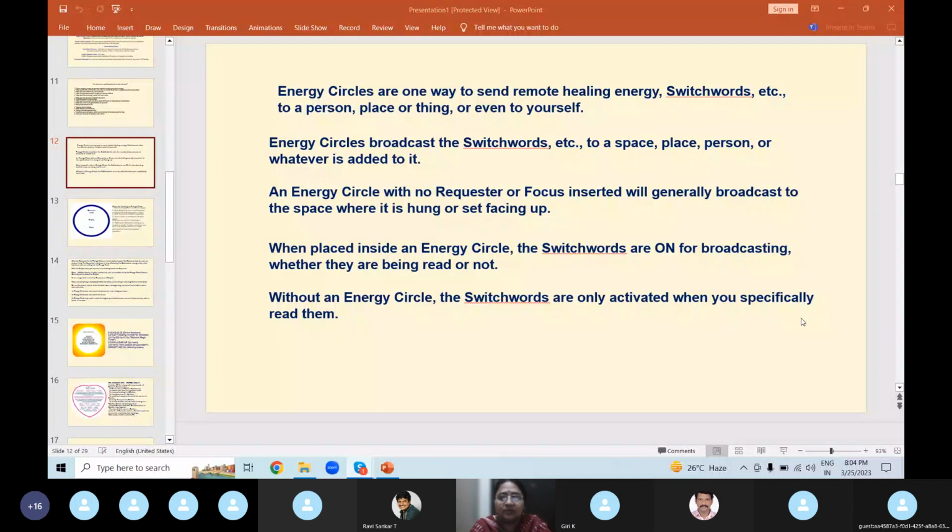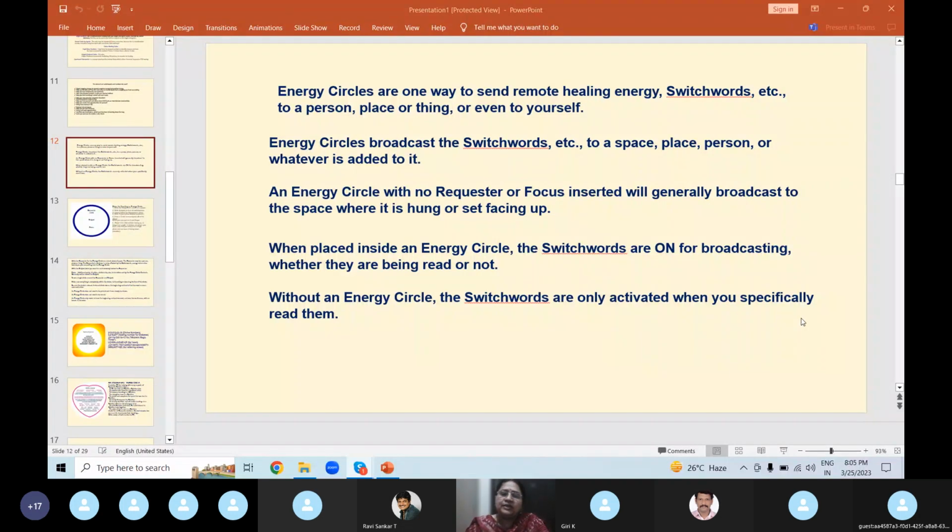Now, when I say the word broadcast, it is open broadcast. It doesn't need a frequency or a satellite to broadcast. It is through the energy medium of the universe, right? So they will not be needing anything else, such as a charging or something for an energy circle to work.